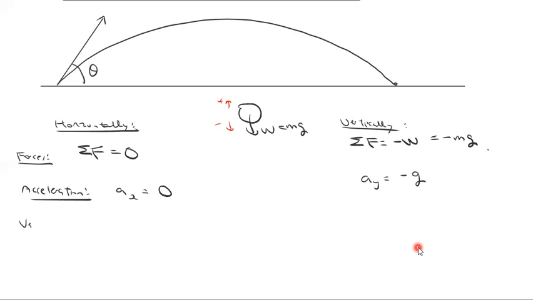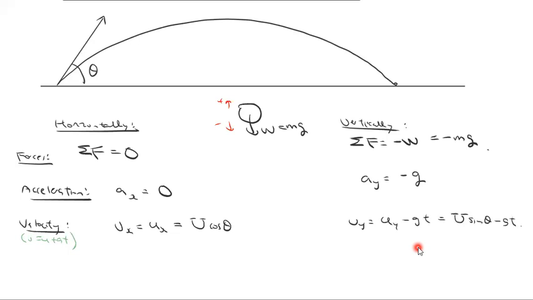The next thing we'll need to consider is velocity. For that, we'll use the formula v equals u plus at and sub in the appropriate values. Because acceleration is 0, vx is just equal to ux, which is just u cos theta. Vy, on the other hand, is going to be uy minus gt, which is u sine theta minus gt.